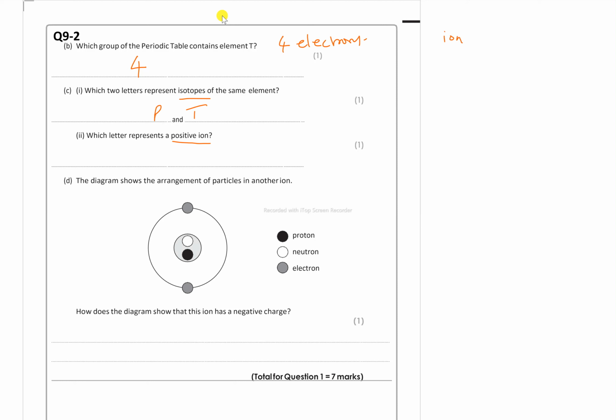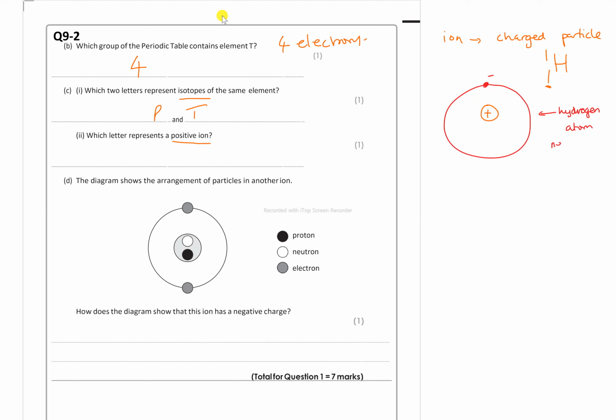Which letter represents a positive ion? So what did you say an ion was? It is a charged particle. Let me give you an example. So here's hydrogen. H 1, 1. So I've got one proton, that's come from there. And I've got a relative atomic mass of 1, so that means there's no neutrons. Because I've got one proton, I have got one electron. That is a hydrogen atom.